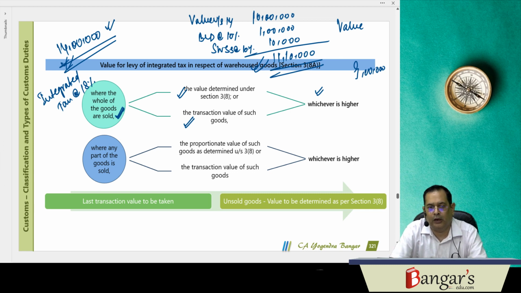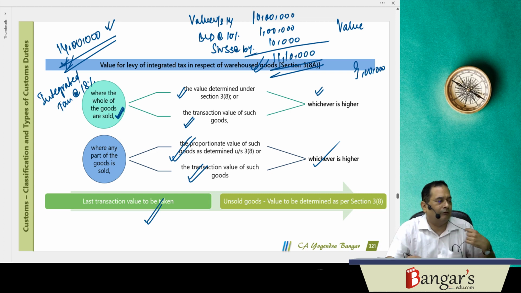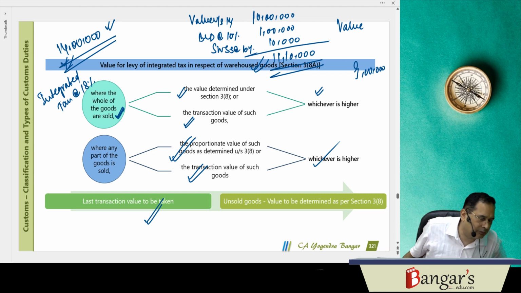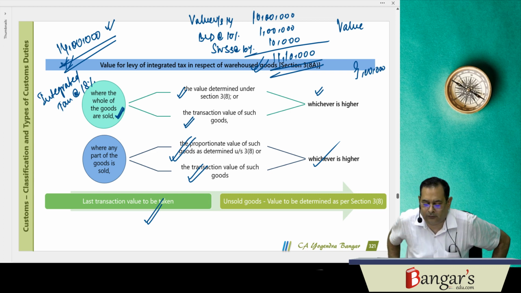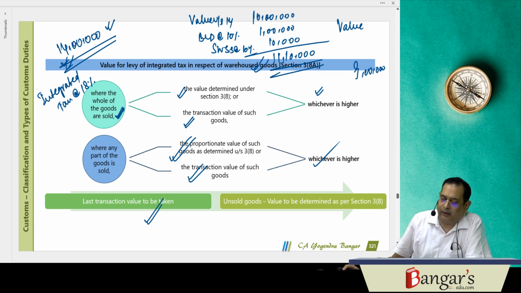So the value for the levy of integrated tax in respect of warehouse goods, where the whole of the goods have been sold, is the value determined under 3(8) or the transaction value of such goods, whichever is higher. Where any part of the goods is sold, it is the proportionate value determined under 3(8) or the transaction value of the goods, whichever is higher. And if more than one transaction has taken place in the warehouse, with the title transferred more than once, then the last transaction value is to be taken. In case of unsold goods, the value will be determined as per section 3(8).